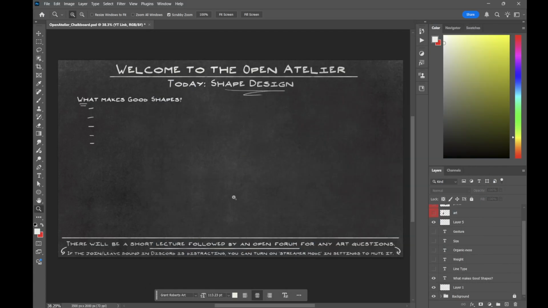So today we're talking about shape design. First of all, just defining what we mean by shape design. When we are making art, we're making decisions on how we're showing things on the canvas. Even if we're doing a still life or something, we're looking at the light and shadow patterns that we're seeing, and we're interpreting that onto the canvas.